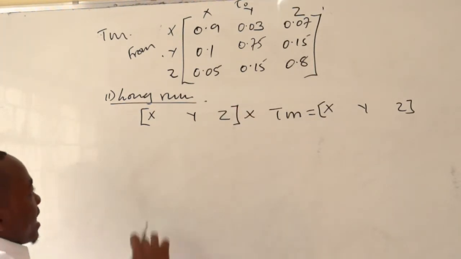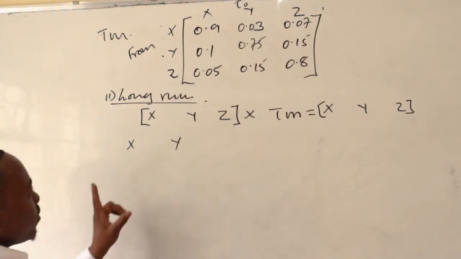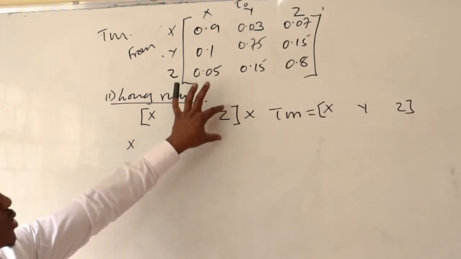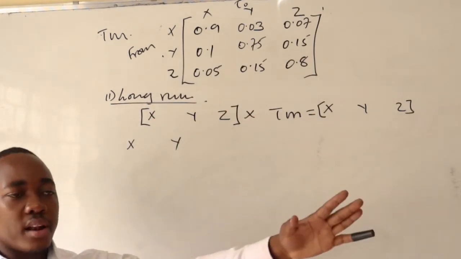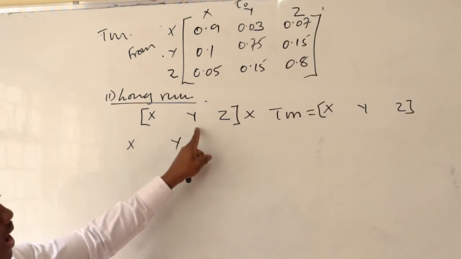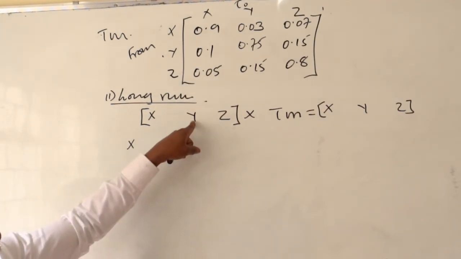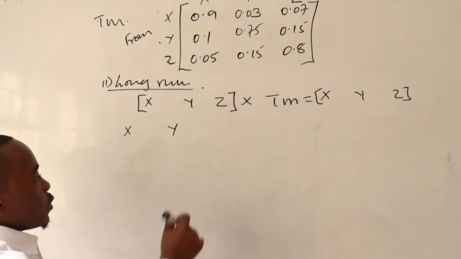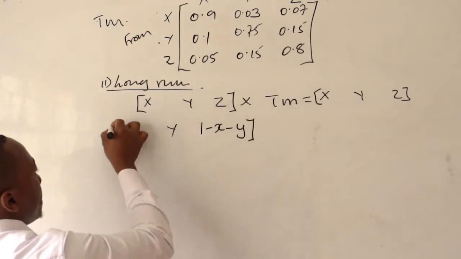Then, you say that you maintain the first one and the second one. If you get X and you get Y, can you be able to get Z? Yes, if you take X plus Y plus Z, it should give you 1. So if you have X and you have Y, to get this Z, you just take 1 minus X minus Y. So that means to get Z, it should be 1 minus X minus Y.